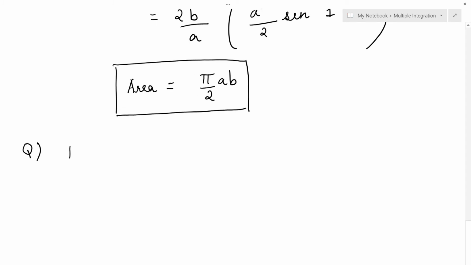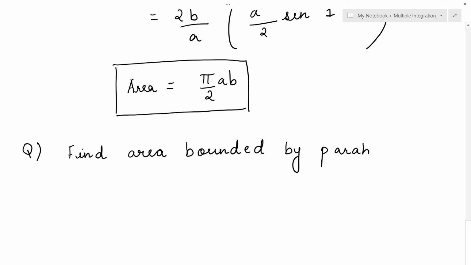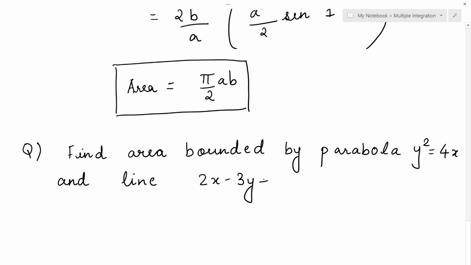Let's take another example. You have to find the area which is bounded by the parabola y square is equal to 4x and the line. The equation of the line is given: 2x minus 3y plus 4 is equal to 0.